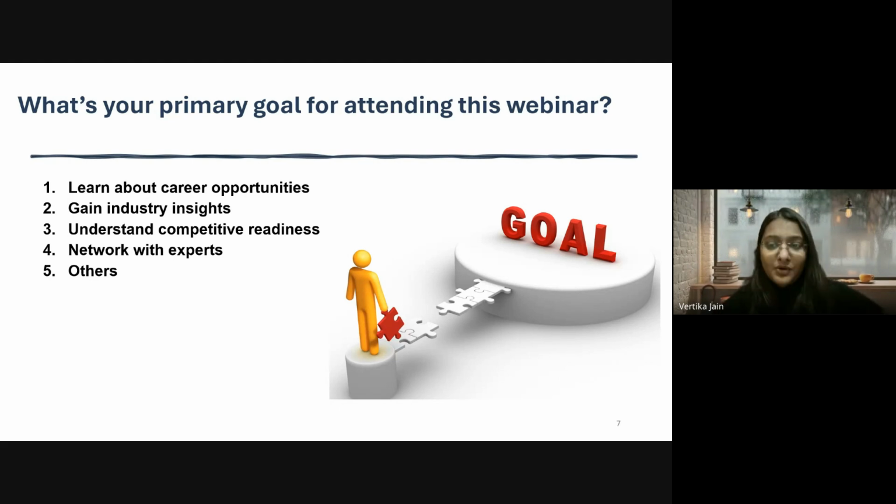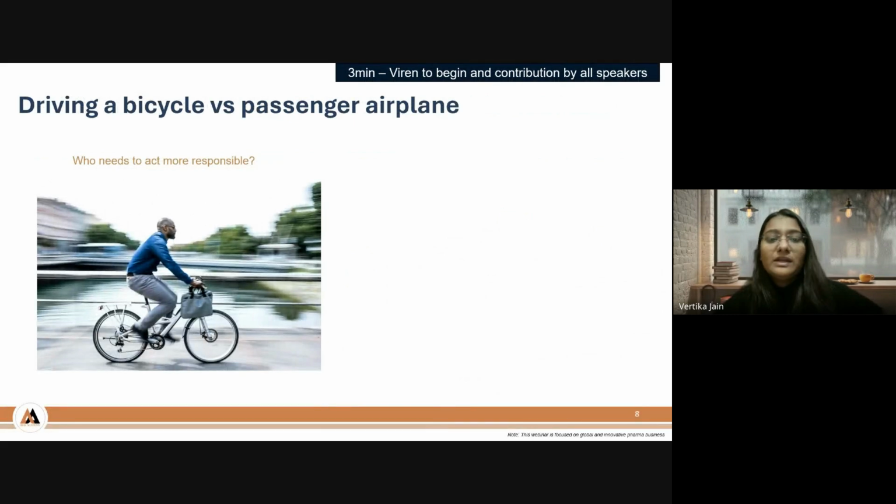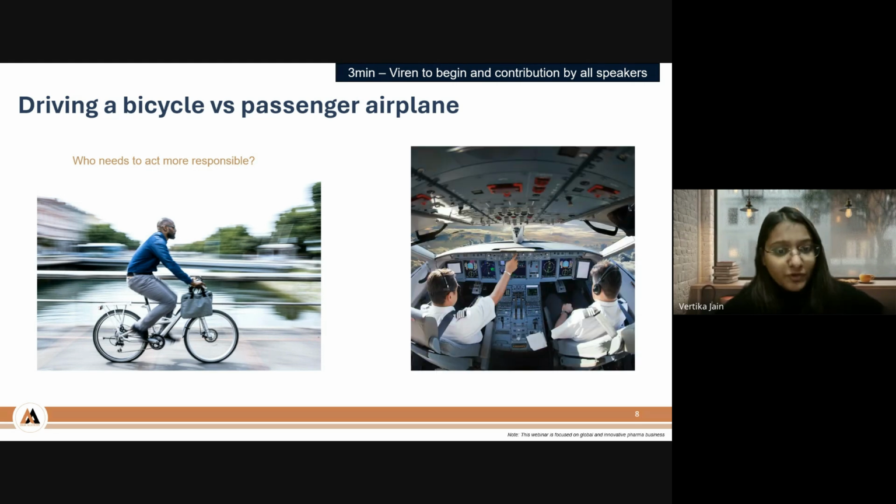Viren, to kick things off, can you elaborate on the critical role of CI in various stages of drug development, your views on what CI is, and how does CI move from early stage of research to commercialization? Over to you, Viren. Thank you, Vatika.